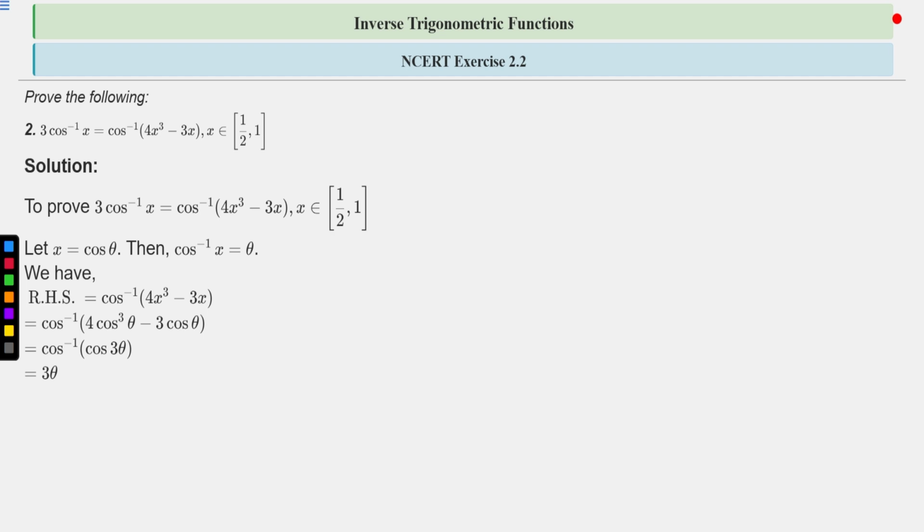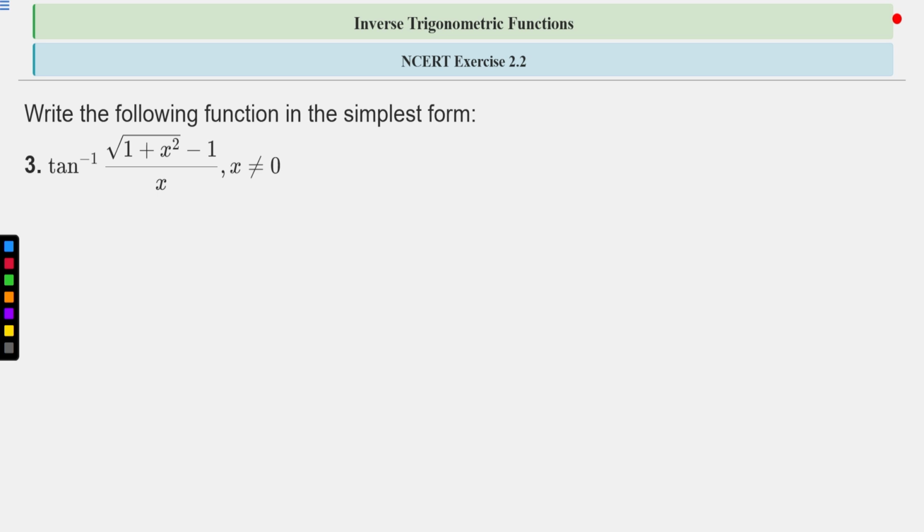Got it? Now our theta was cos inverse x, right? So 3 theta we can write as 3 cos inverse x, which is equal to the left hand side, LHS, right? Okay, let us move to the next question.